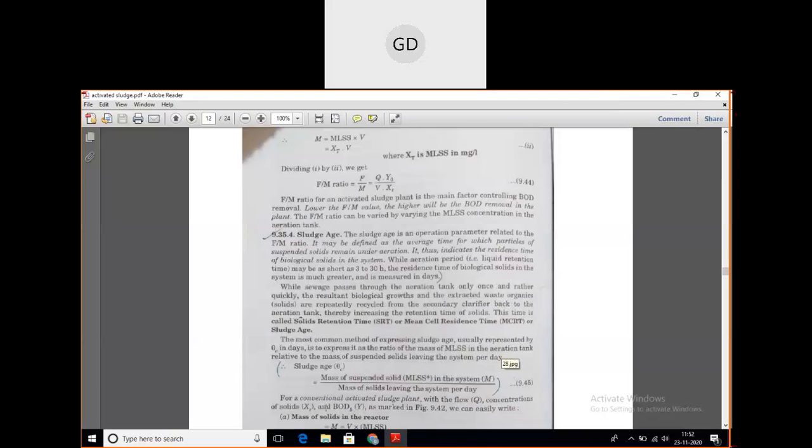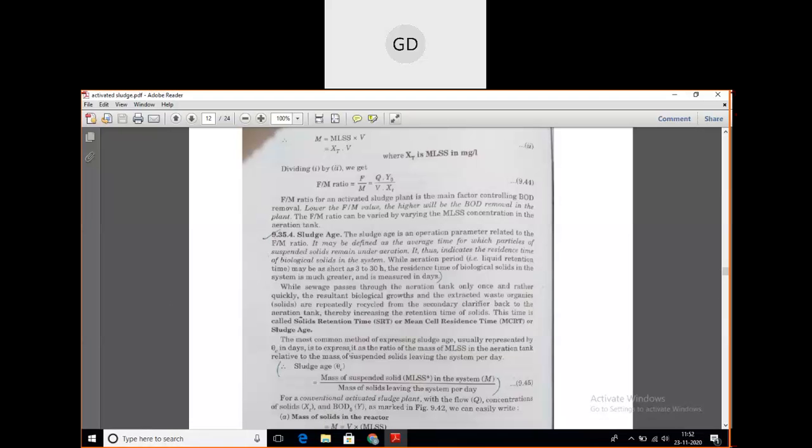Then what is sludge age? Sludge age is defined as the average time for which particles of suspended solids remain under aeration. It is a parameter related to your F/M ratio. It gives the average time required for a particle of suspended solids to remain under aeration. It also indicates the residence time of biological solids in the system. So this is your sludge age.